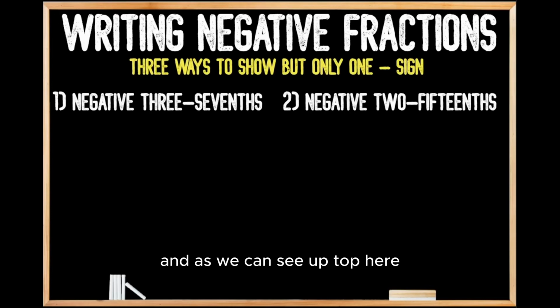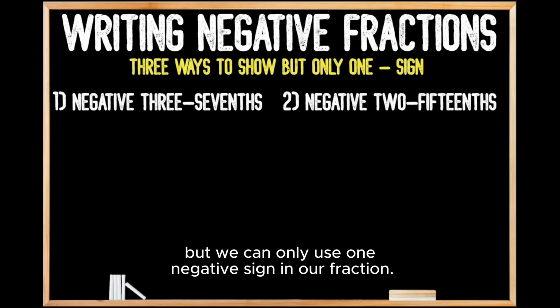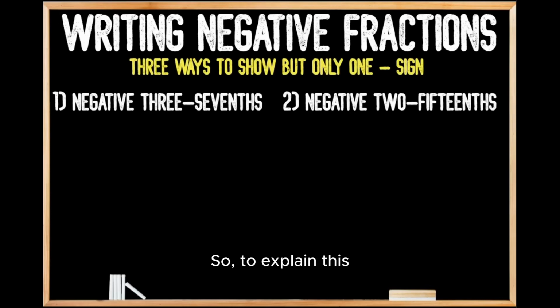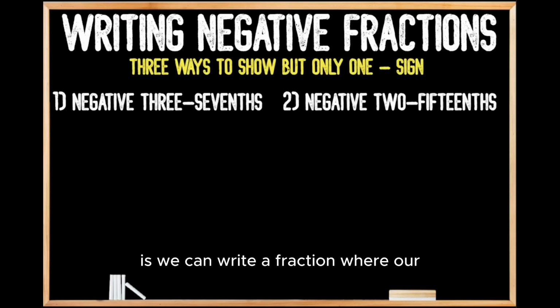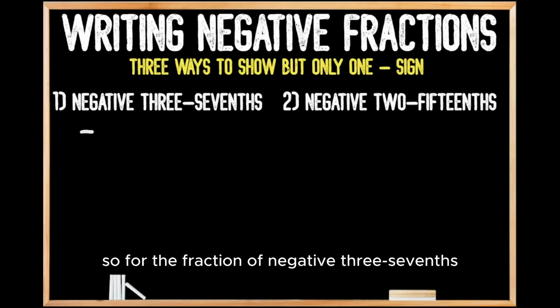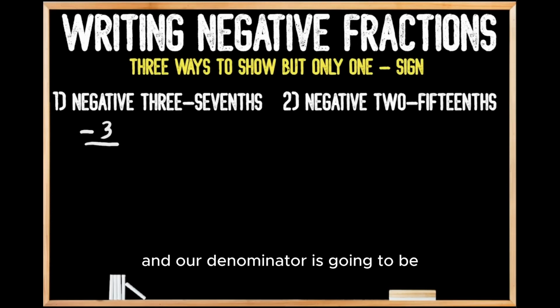And as we can see up top here highlighted in yellow, whenever we're writing negative fractions, there's 3 ways for us to show a negative fraction, but we can only use one negative sign in our fraction. So to explain this, the first way that we can write a negative fraction is we can write a fraction where our numerator has a negative value. So for the fraction of -3/7, our numerator of 3 is going to have a negative value and our denominator is going to be just a +7.